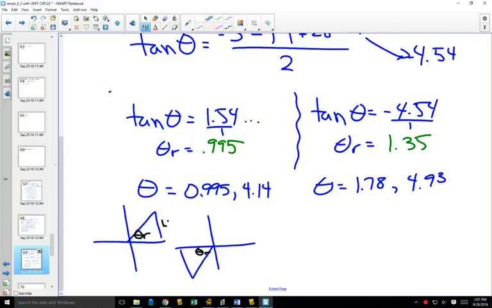You know that it's going to be opposite over adjacent. And you could make a triangle, see your picture of your reference angle, and then be able to say that makes sense why this one's 0.995 and this one is 3.14 plus 0.995 or 4.14. So you could draw your triangles if that really helps you visualize where they are and how to find those reference angles.